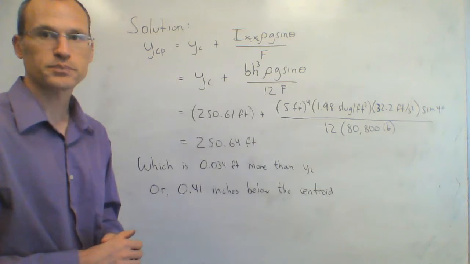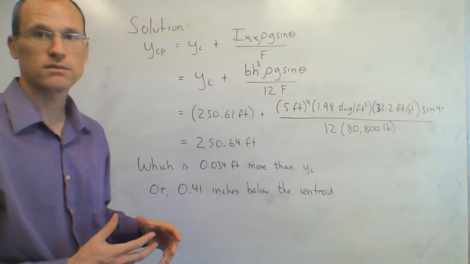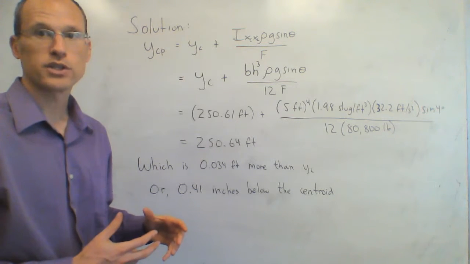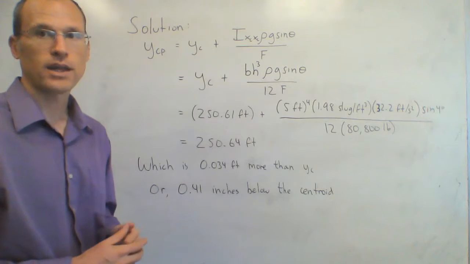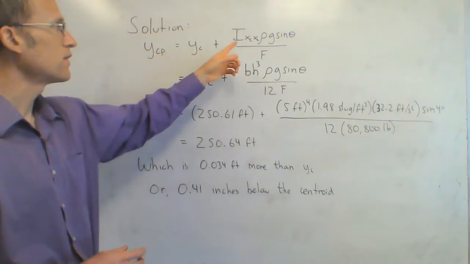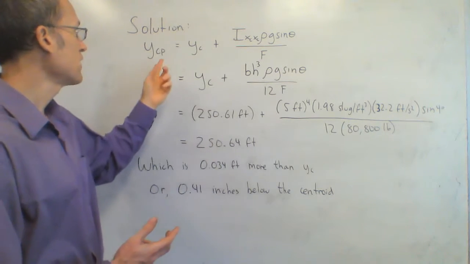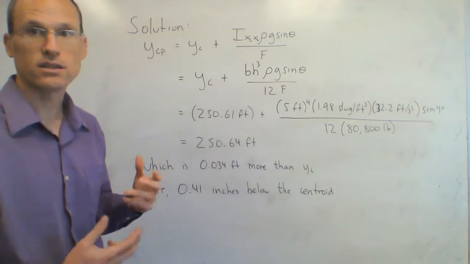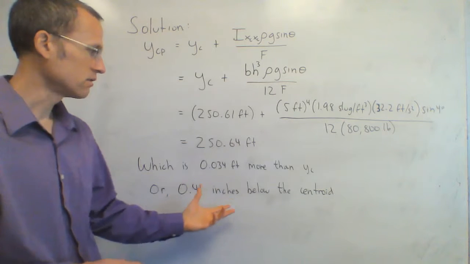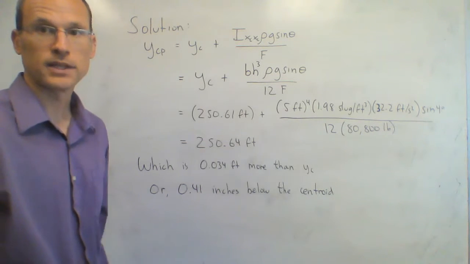Notice I don't have to do the x centroid value, moment of inertia Ixy, that we see in the x equation. The x equation is very similar, but I have Ixy. For a rectangle, Ixy is 0. So essentially all I have is that xcp is xc, the centroid. So again, I can just say 0.41 inches below the centroid, and that covers both x and y in this case.